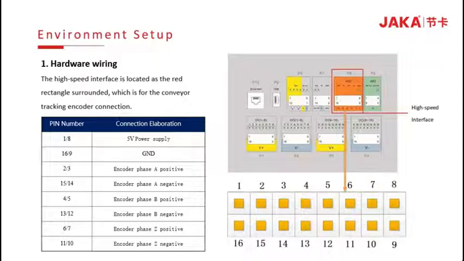Pin 2 and 3 are for encoder phase A positive. Pin 14 and 15 for the phase A negative. Pin 4 and 5 are for the encoder phase B positive connection. Pin 12 and 13 are for the encoder phase B negative connection. Pin 6 and 7 are for encoder phase Z positive connection. Pin 10 and 11 are for the encoder phase Z negative connection.